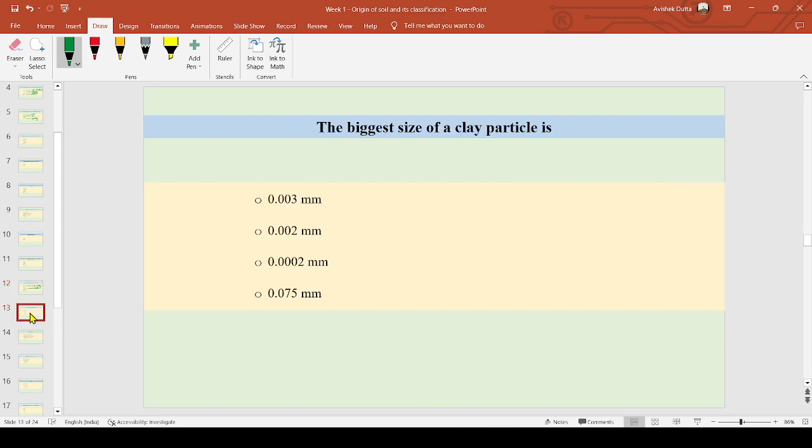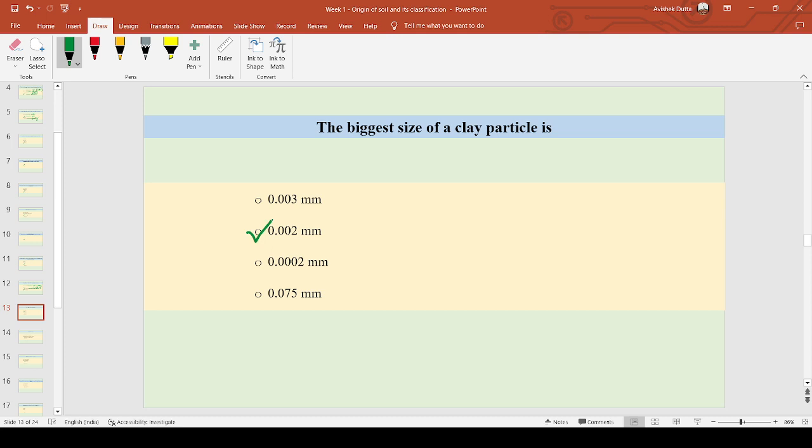Now the next section is the classification of soil. Okay, this is a separate section. The first question was the biggest size of a clay particle. Any answer? Biggest size of clay particle. Any answer? Okay, so the biggest size of clay particle is 0.002 millimeter, or in other words, it is 2 micron.